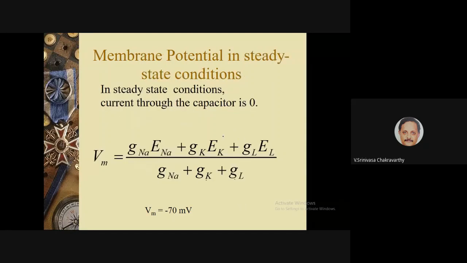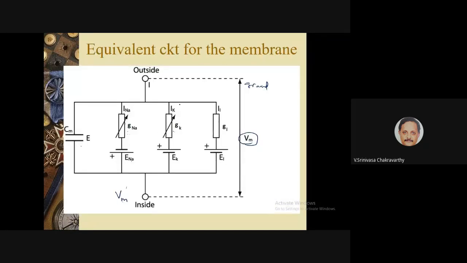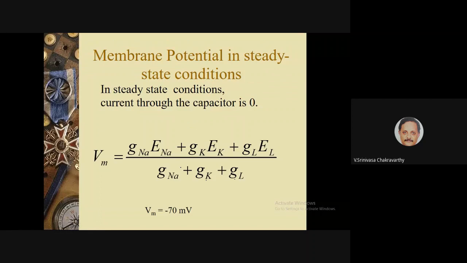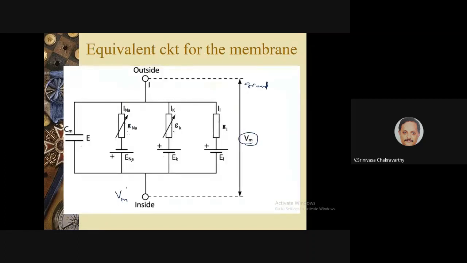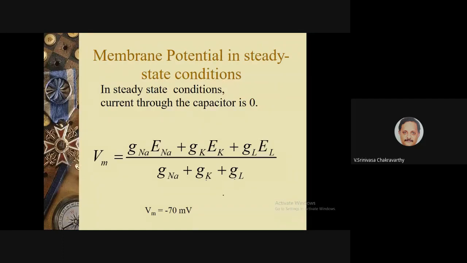So how do you do that? When you have just these 3 branches, the total current going into all these branches should be equal to 0. Apply Kirchhoff's current law at this node, and you get: Vm minus ENA times GNA, plus Vm minus EK times GK, plus Vm minus EL times GL, is equal to 0. So if you solve this, you get this formula.